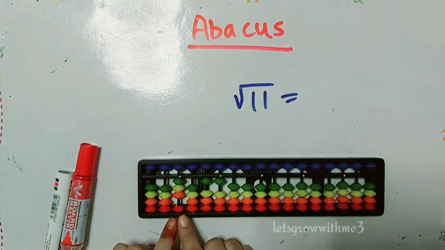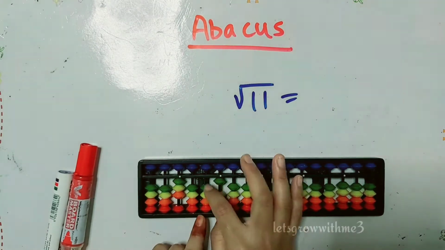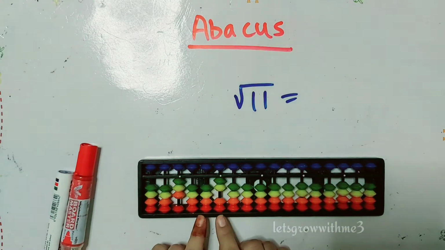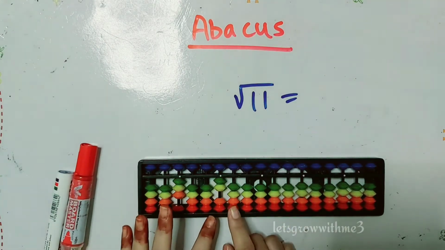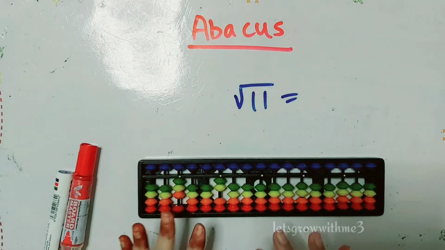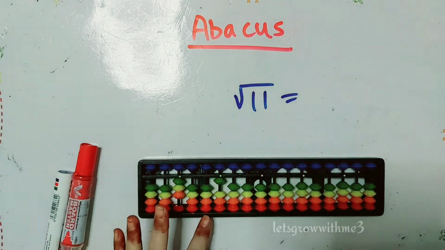First we need to find the perfect square number, which is 3. 3 3s are 9, so we have to subtract 9 from 11. Done. So the remainder is 2. Now we have to find the second step. We need to find half of this number. So half of 2 is 1.